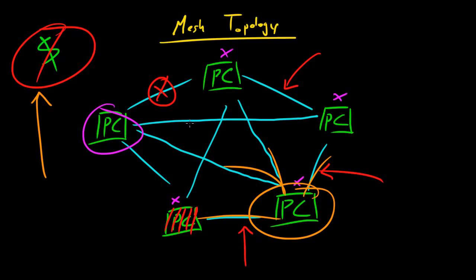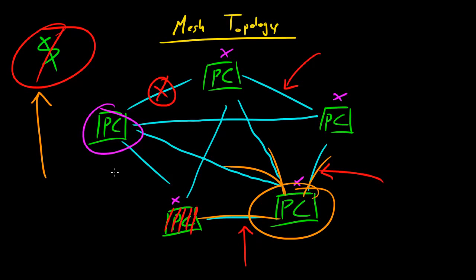So that's the good and that's the bad. Basically, the good is it has a lot of built-in protection and a lot of different paths of communication that the data can go through. But the bad part is it's expensive because you need a lot of cable and you need NIC cards that can handle a lot of different cords.